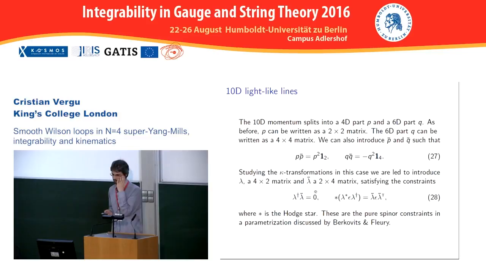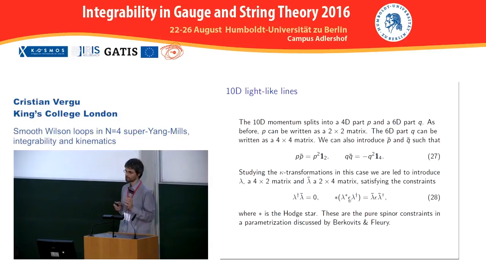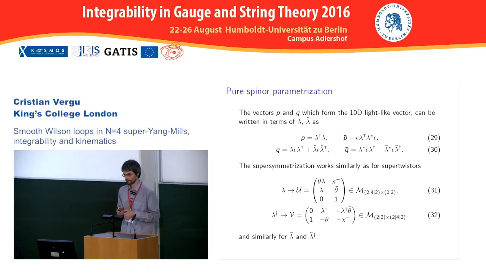So I need to explain this a little bit. This is a 4x4 matrix, so I have a 4x2 multiplied by a 2x2 matrix multiplied by a 2x4 matrix, and it's anti-symmetric, because if you do the transpose, you get minus this. And then I have an anti-symmetric 2x2 matrix. I can contract it with the epsilon tensor, and I get some other dual 4x4 anti-symmetric matrix. So these are the constraints that lambda and lambda tilde satisfy. And it turns out that these are exactly the pure spinor constraints in a parametrization discussed by Berkovits and Fleury. So we are dealing with pure spinors, which is not unheard of when discussing 10-dimensional light-like vectors.